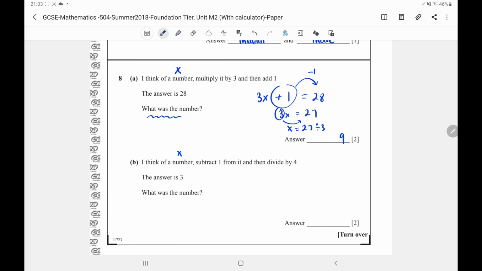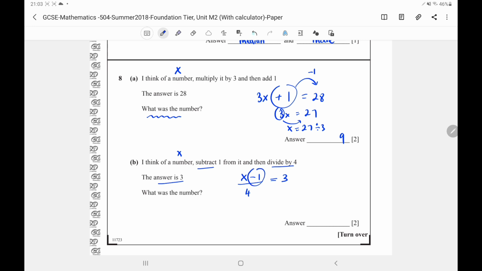Part B, think of a number. There's x. I subtract 1 from it and then divide by 4. The answer is 3. So we're going to have equals 3 at the end. Sorry, try it again. Subtract 1, then divide by 4. We're going to write it like that. So subtract 1, divide by 4, answer is 3. So there's an equation that we can solve.